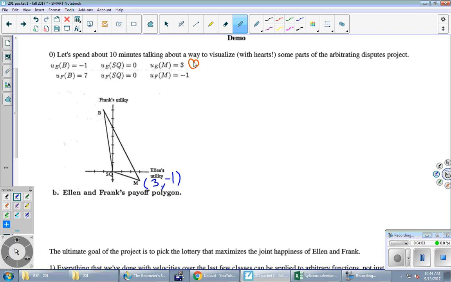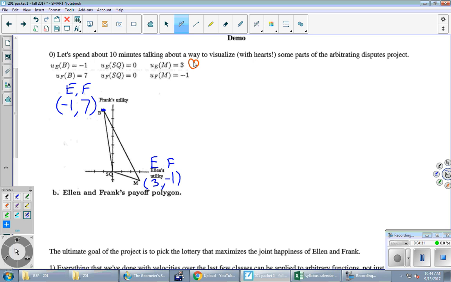I'll just put up here that's an E and that's an F. Then if I come over here to the beach point, it's a -1 for poor Ellen and a 7 for happy Frank. E and F always in that order. The points do not represent Ellen or Frank. The points represent beach and mountain. That's all well and good. So if we really want to make Ellen happy, which point do we go to of the 3?